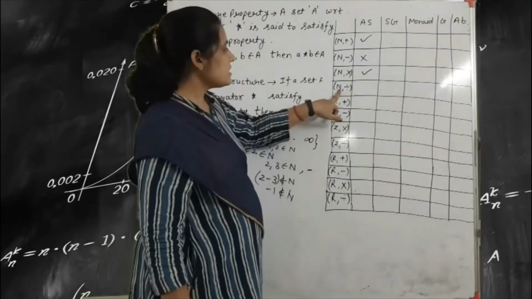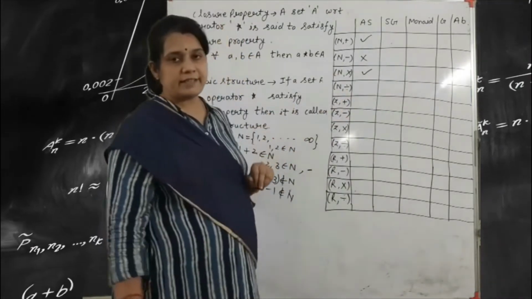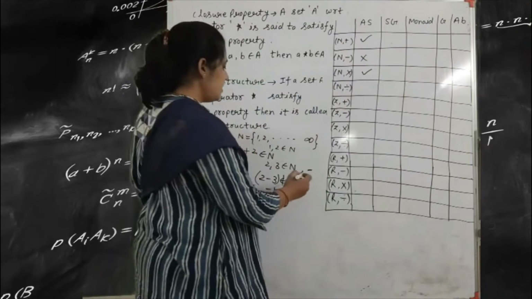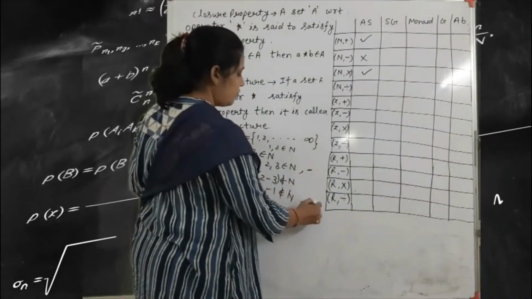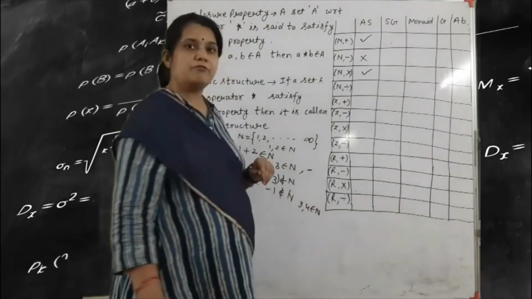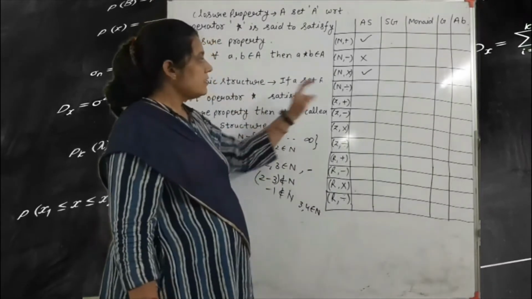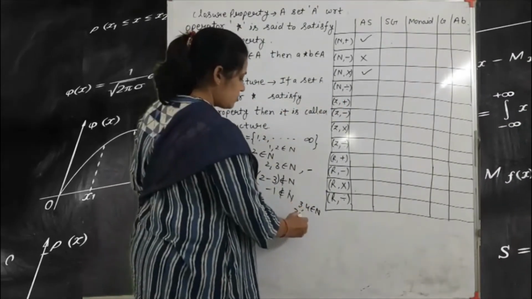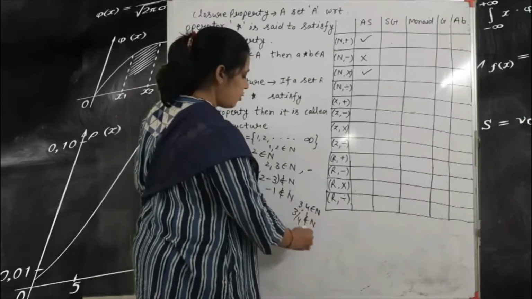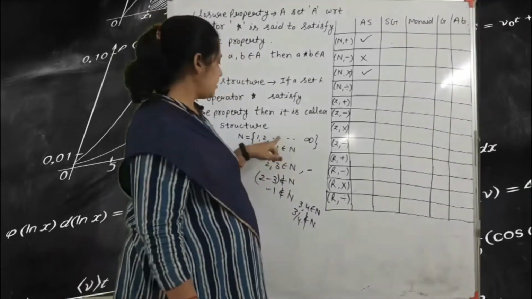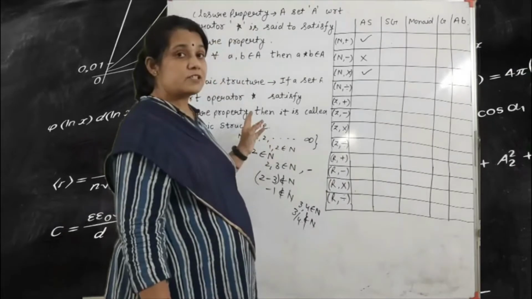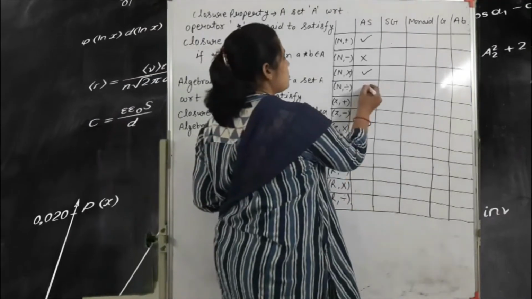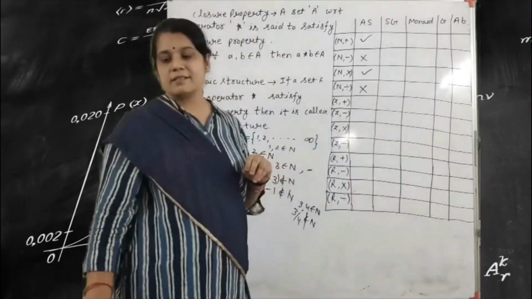Okay, next one is N and divide. So if we use 3, 4 belonging to capital N, for example, and the operator is divide, does 3 by 4 belong to capital N? No, 3 by 4 does not belong to capital N, because according to capital N the elements are 1 to infinity, so this is not an algebraic structure.